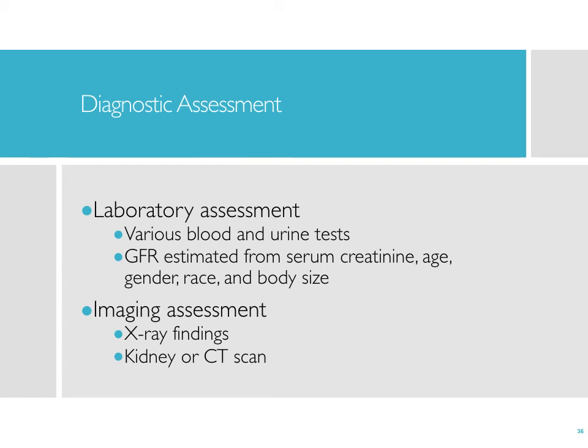But as far as determining the stage of chronic kidney disease, they do a urine collection of 3 hours to 24 hours to assess the creatinine clearance. They may do a spot urine albumin to creatinine ratio as they're doing this as well. They'll also do imaging assessments, the X-ray findings, the kidney or the CT scans.